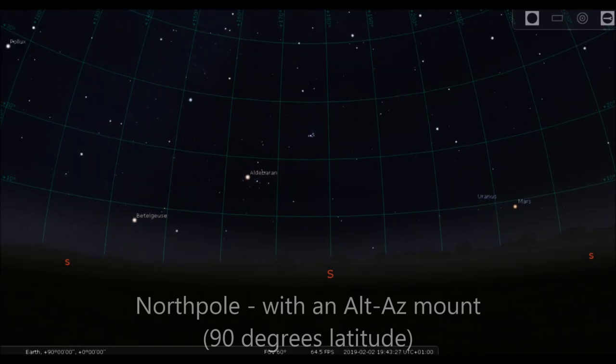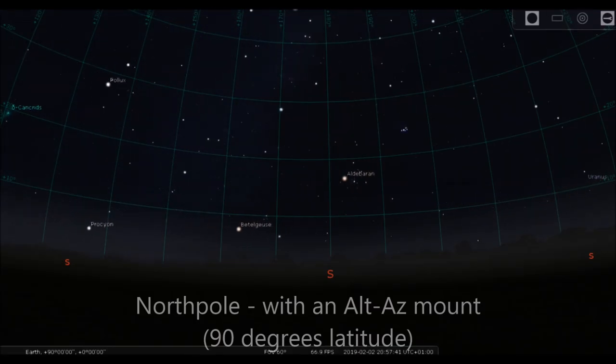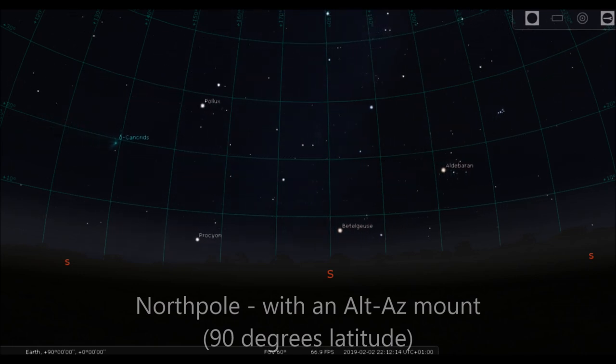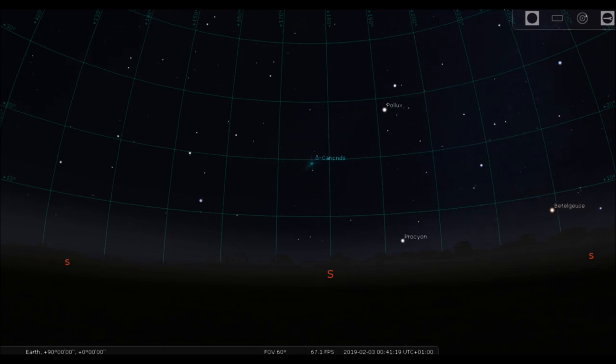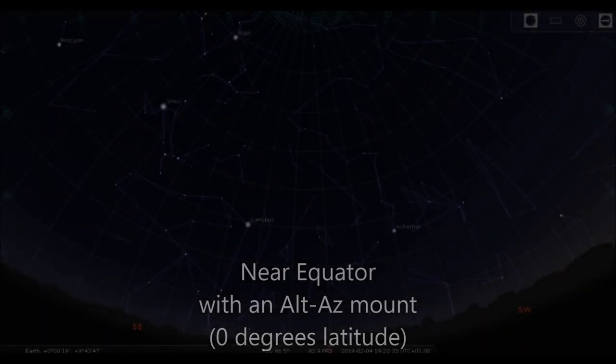So let's imagine that you are on the North Pole. You could accurately track your stars with an Alt-Az mount. Why? Because the stars are moving in azimuth only. So they're only moving from east to west in this case.